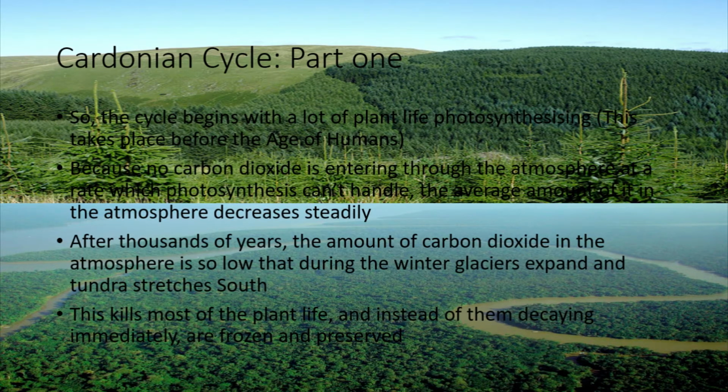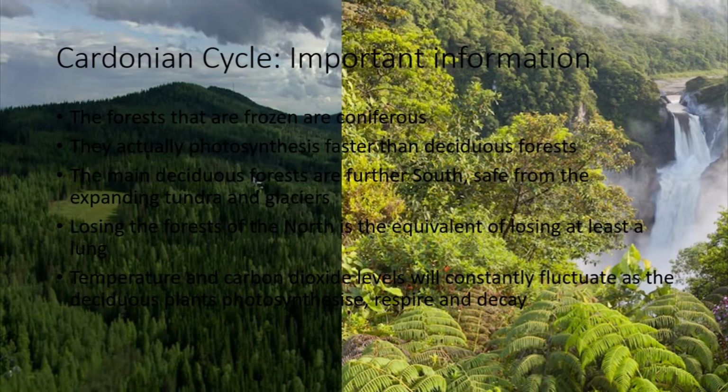After thousands of years, the amount of carbon dioxide in the atmosphere is so low that during the winter, glaciers expand and tundra stretches further south. This kills most of the plant life, and instead of decaying immediately, they are frozen and preserved. This can take several decades to expand south enough. Just important information: the forests that are frozen are usually the coniferous forests up north.